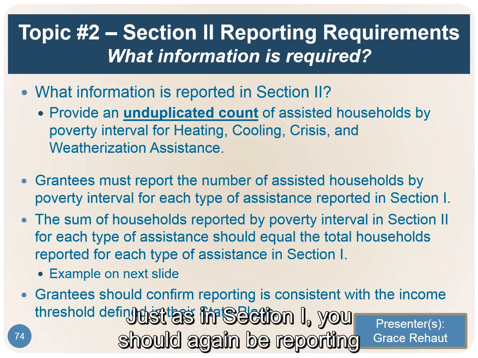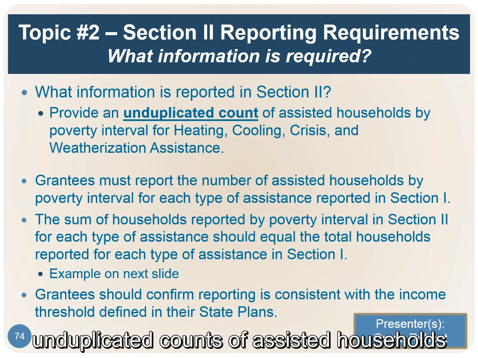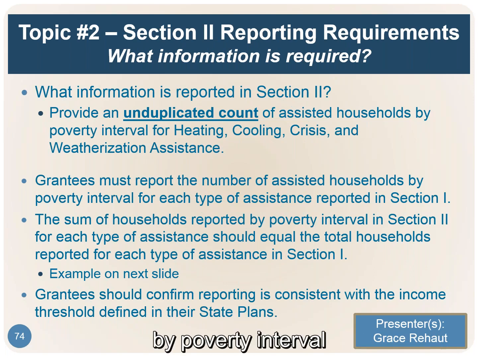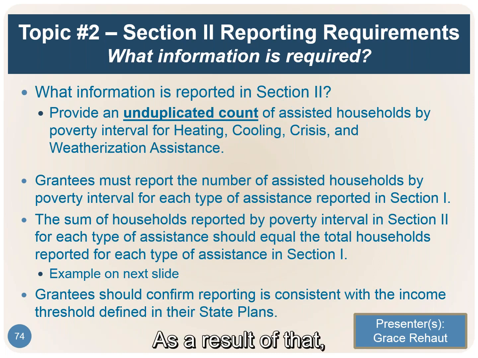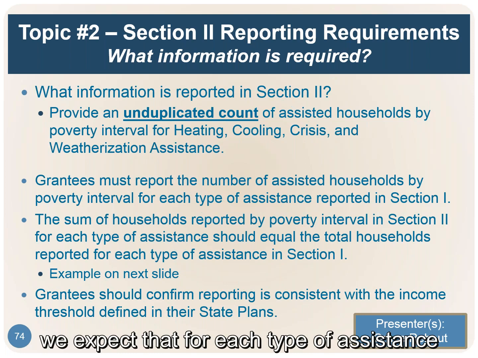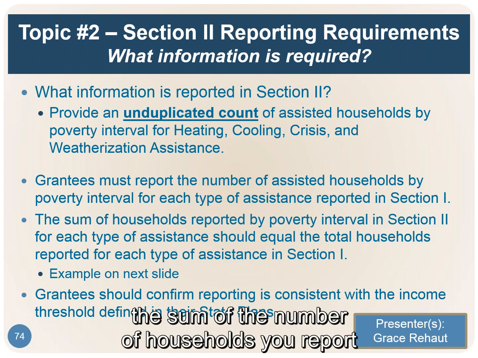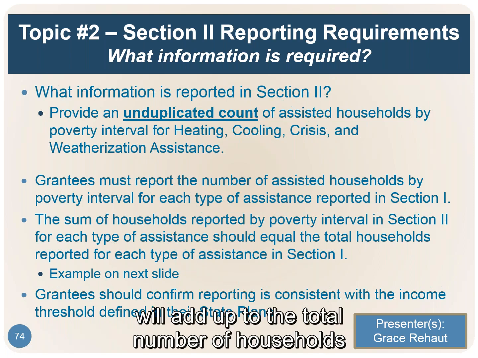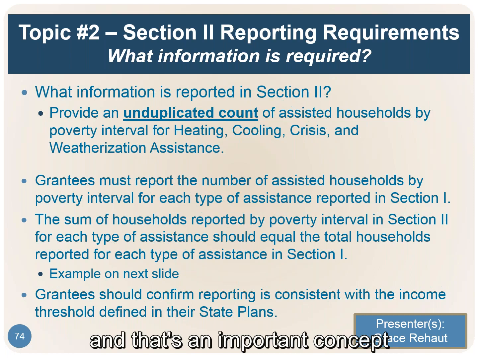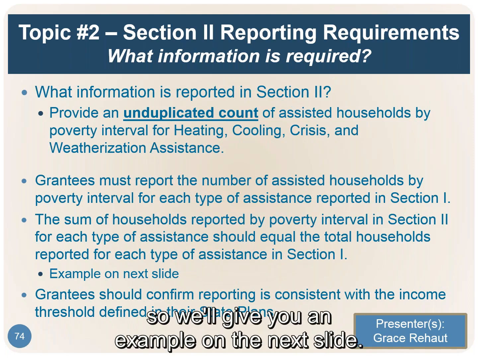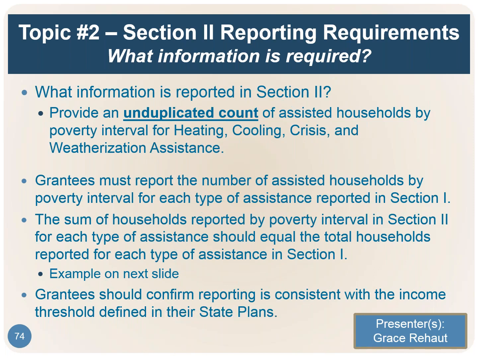So just as in Section 1, you should again be reporting unduplicated counts of assisted households by poverty interval for heating, cooling, crisis, and weatherization assistance. And as a result of that, we expect that for each type of assistance, the sum of the number of households you report in each poverty interval will add up to the total number of households you reported in Section 1. And that's an important concept, so we'll give you an example on the next slide.